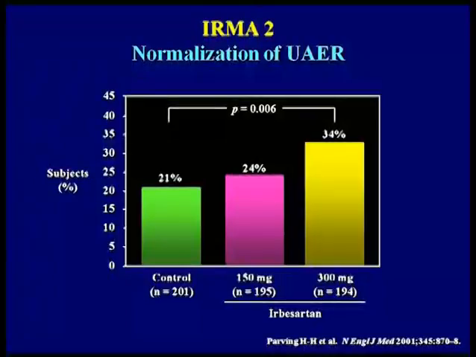And this is one more way of looking at the previous study. Normalization of urine albumin excretion rate was highest with 300 milligram, which is an optimal dose, compared to 150.